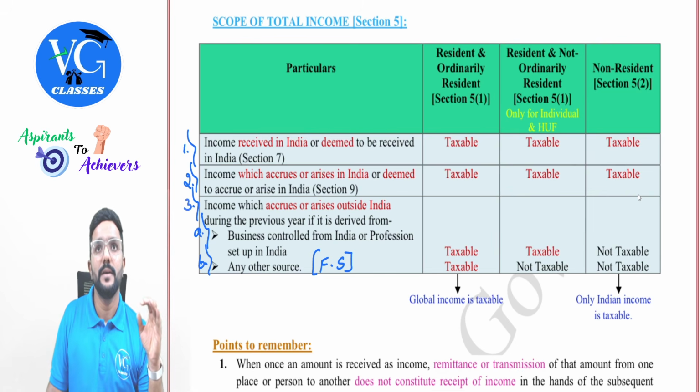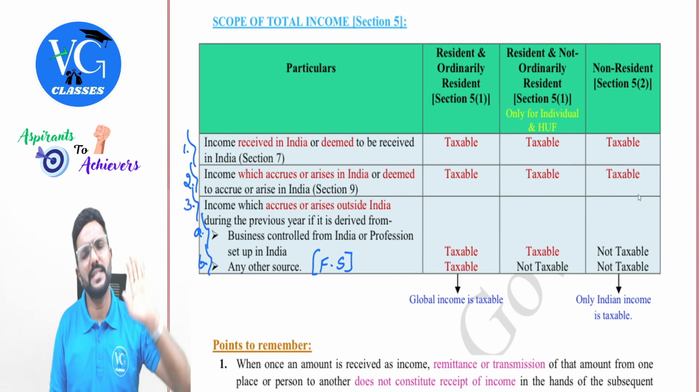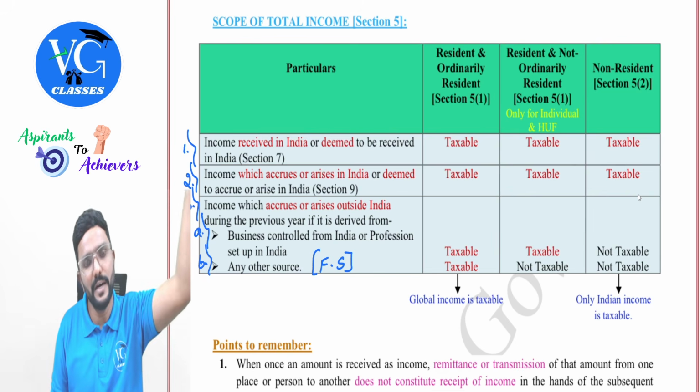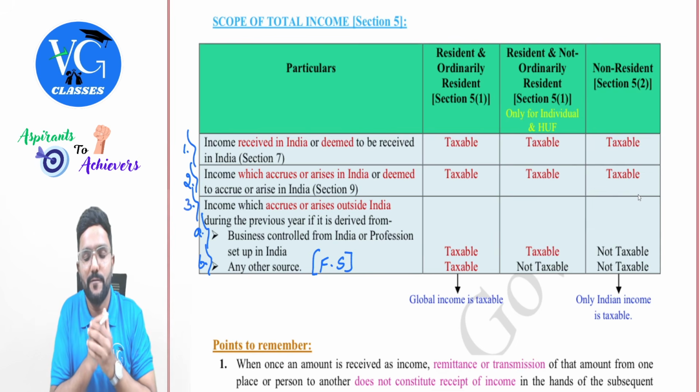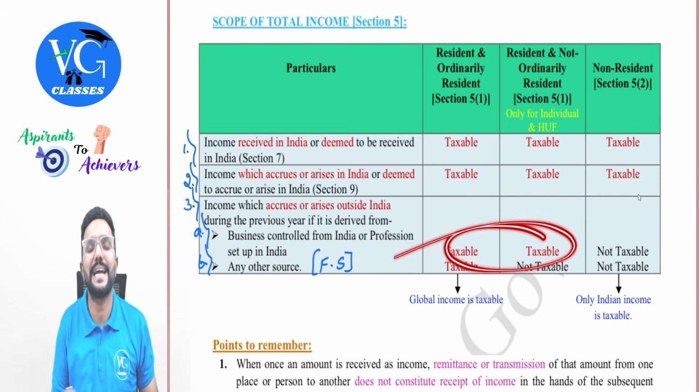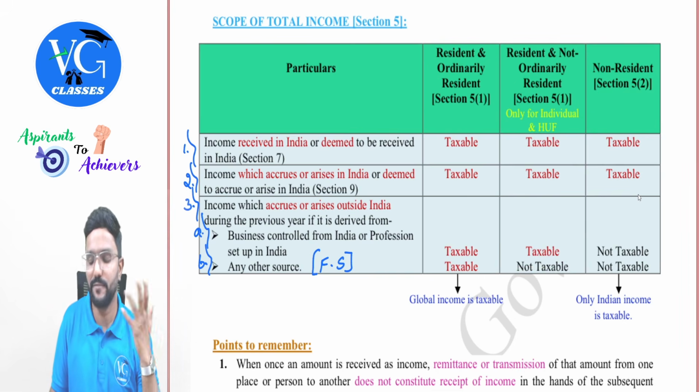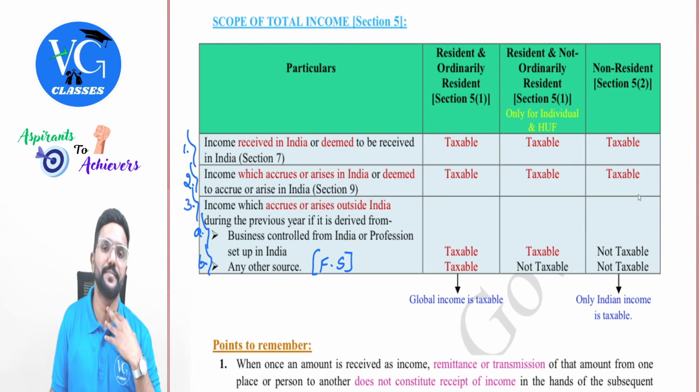Same way, assume there is a subsidiary company of Reliance in Dubai, where the decisions are taken in India. Business is carried on outside India, earned there, received there, but the control is in India. So, if such a company is an ordinary or not ordinary resident, then the income will be taxable in India, guys. Whereas if they are non-resident, not taxable.